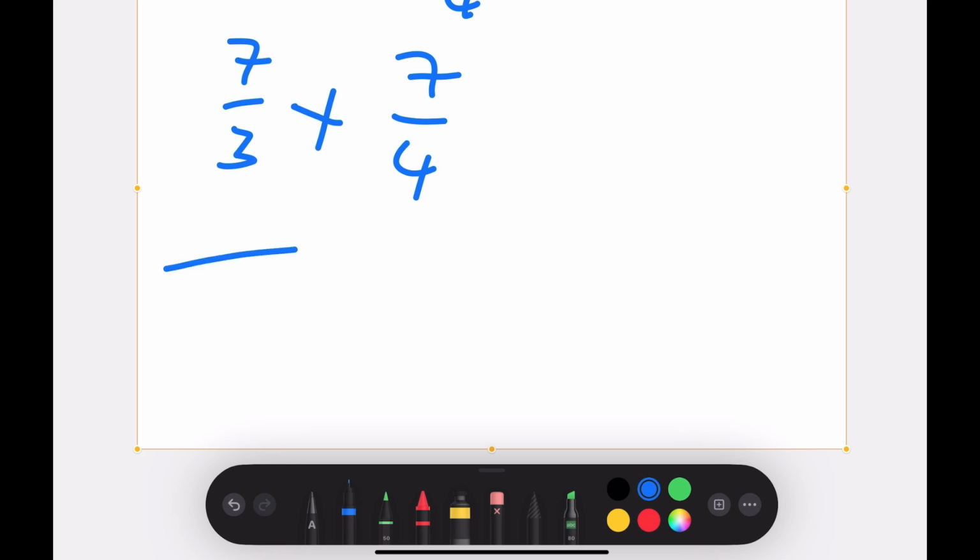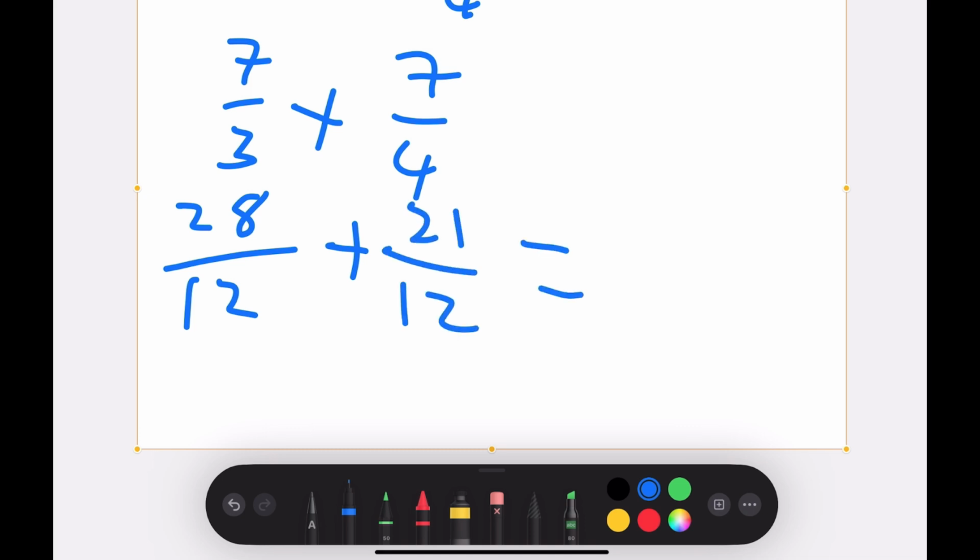So I know that I can turn both the 3 and the 4 into 12. So we have multiplied the 3 by 4 to get 12. So we'd multiply the 7 by 4 to get 28. And we have multiplied the 4 by 3 to get 12. So we'd multiply the 7 by 3 to get 21. So now we'd add them like usual.